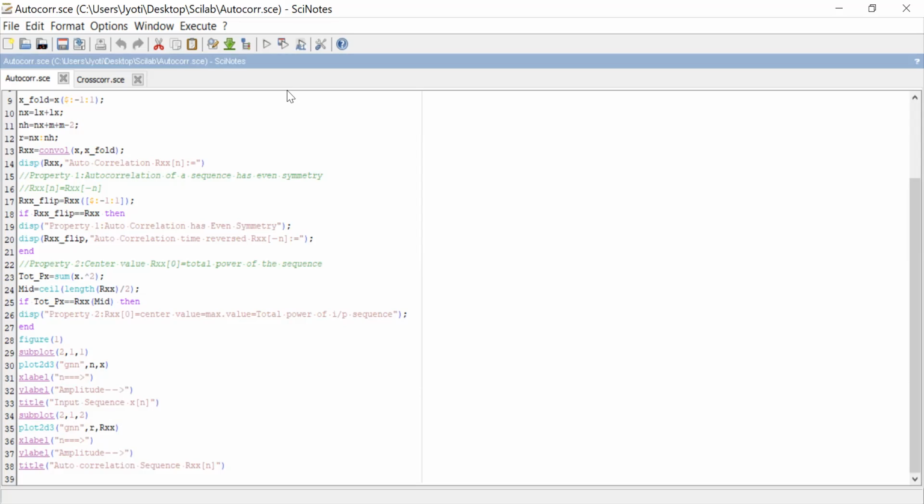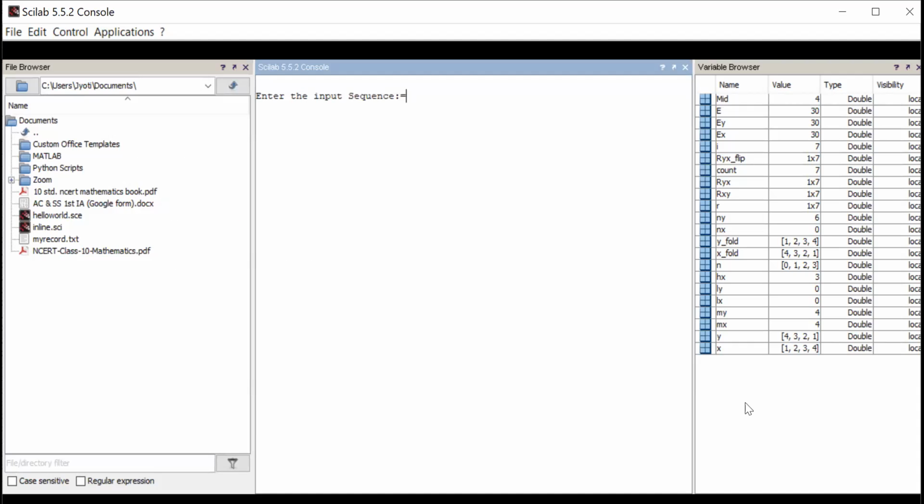Now I'll execute this program and we'll see what output waveforms we get. See here, enter the input sequence. I'll enter 2, -1, 3, 4, 1. You can enter any values. This is the input sequence I have taken.